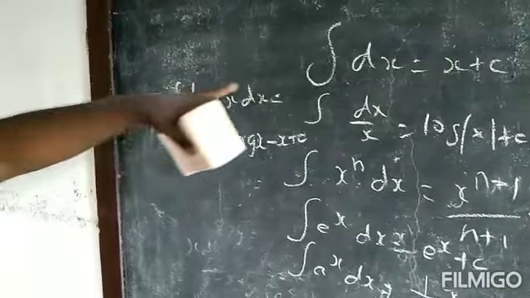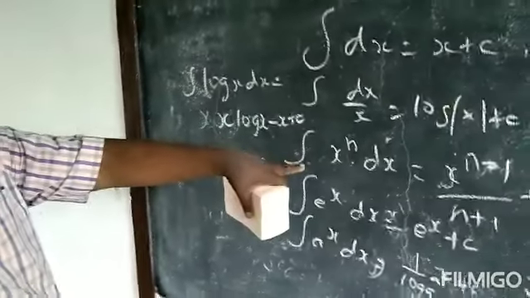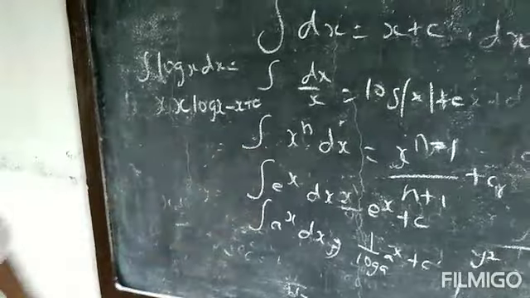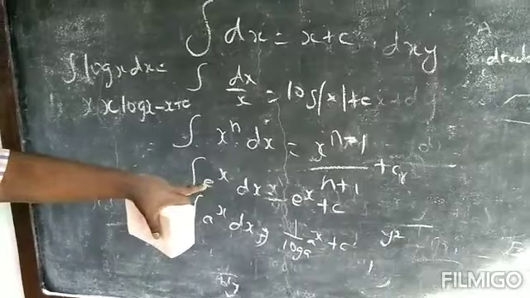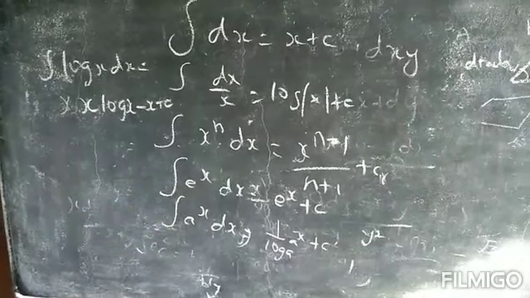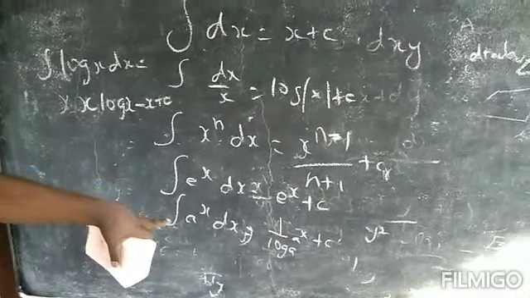So integral dx is equal to x. The integral of x power n dx is equal to x power n plus 1 divided by n plus 1, plus c. Integral e power x dx is equal to e power x plus c. Integral a power x dx is equal to 1 by log a into a power x plus c.